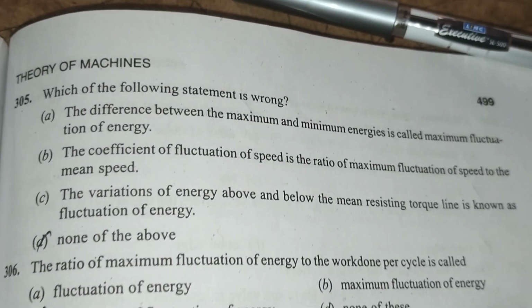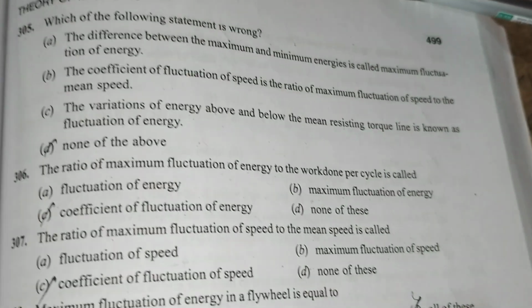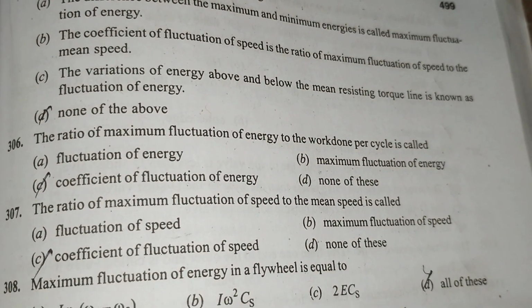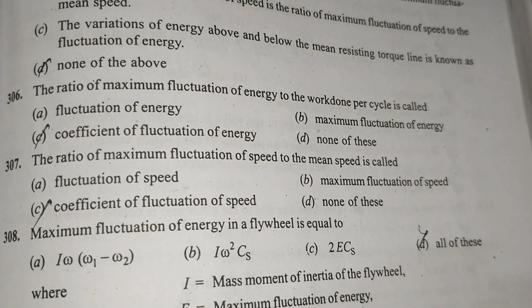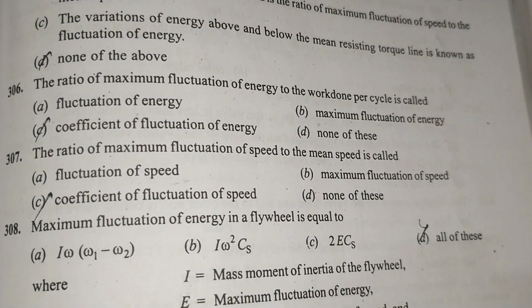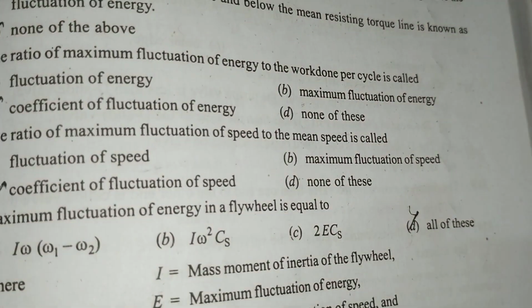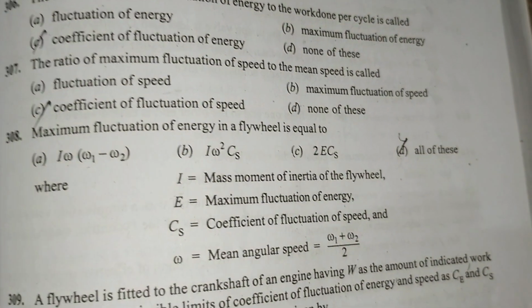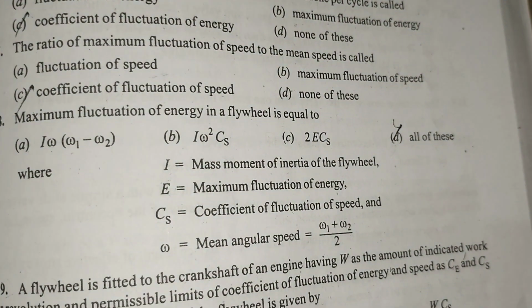Which of the following statements is wrong? The ratio of maximum fluctuation of energy to the work done per cycle is called the coefficient of fluctuation of energy. The ratio of maximum fluctuation of speed to the mean speed is called the coefficient of fluctuation of speed. Maximum fluctuation of energy of the flywheel is equal to all of the above.